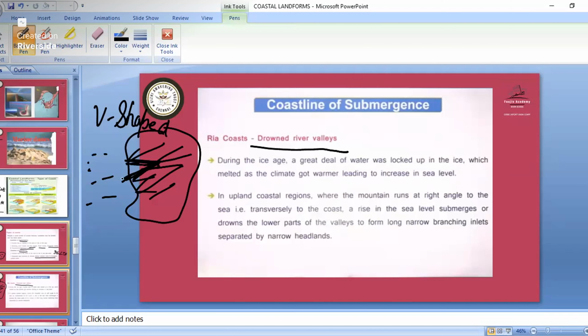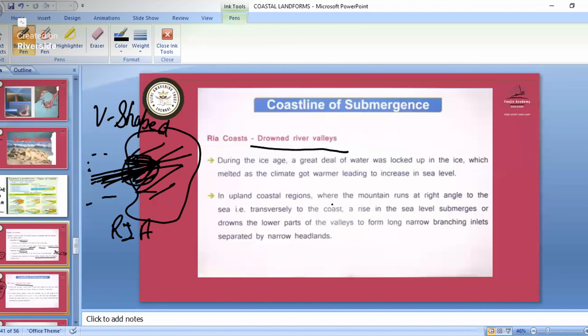When the V-shaped valley formation has taken place, what is happening after it? The sea water is going and mixing there, settling and coming back. In that way that type of coast formation takes place, and it is known as the ria coast. So during the ice age, a great deal of water was locked up in ice. As the climate got warmer, the sea level increased and mixed with that V-shaped valley, and whatever coast was formed there is the ria coast.